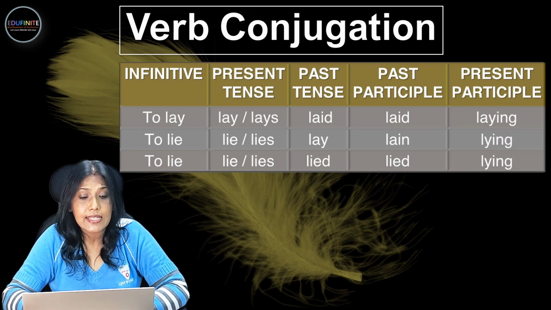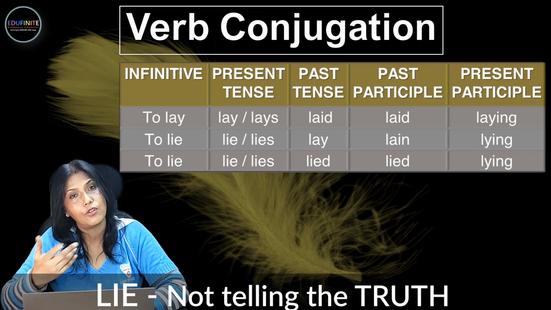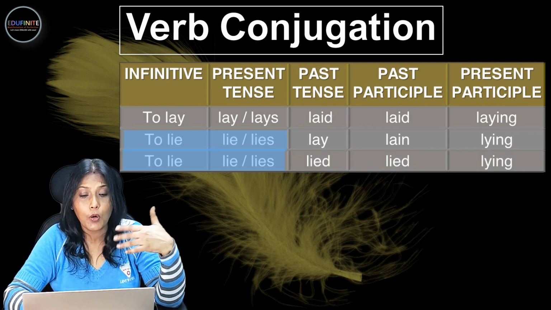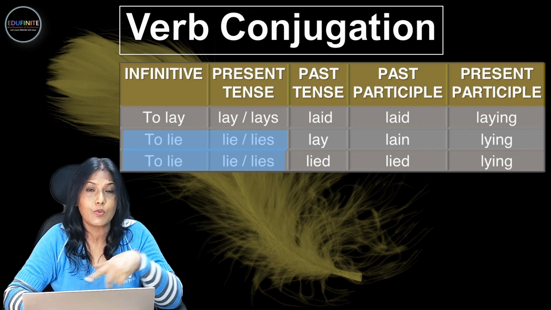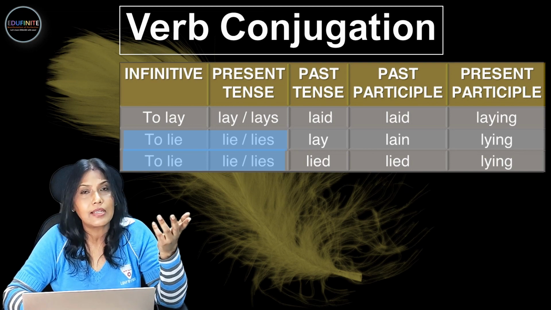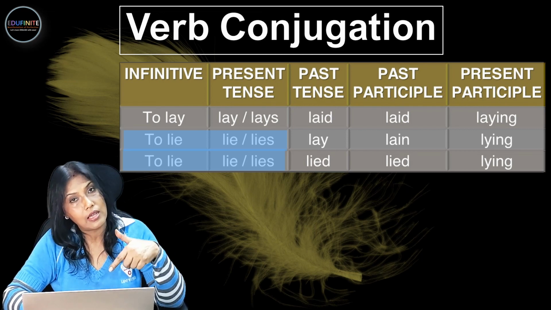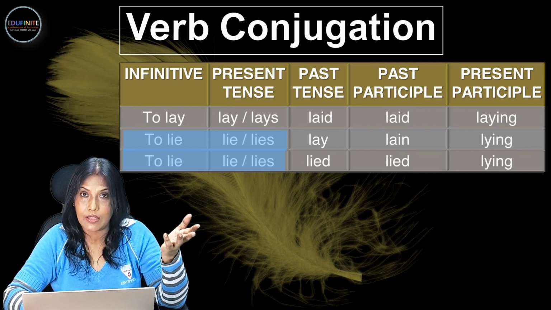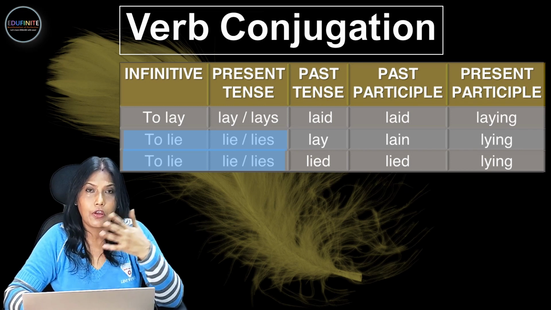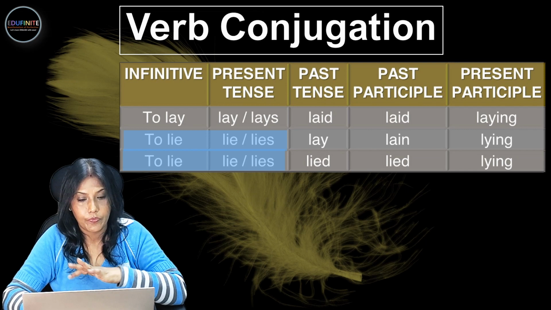The next lie, the second lie, is again not telling the truth. That lie has the infinitive to lie, and lie and lies are the same. So the present tense of both the lies, one in the reclining position and the other not telling the truth, are the same. How do you understand? It's with the meaning. When the meaning is that you're not telling the truth, you're telling something that's wrong or false, then it's lie. And of course, if you're trying to say lying down, that's the reclining position.